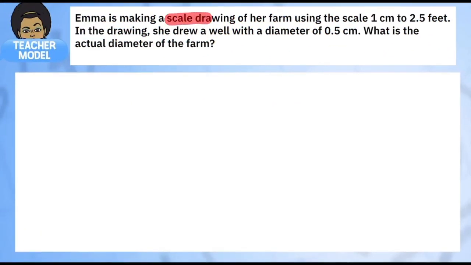Emma is making a scale drawing of her farm, and she's using a scale of 1 centimeter is equal to 2 5/10 feet. In the drawing, she drew a well with a diameter of 5/10 of a centimeter. What is the actual diameter of the well?